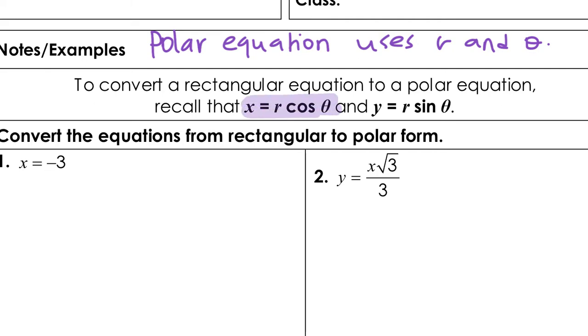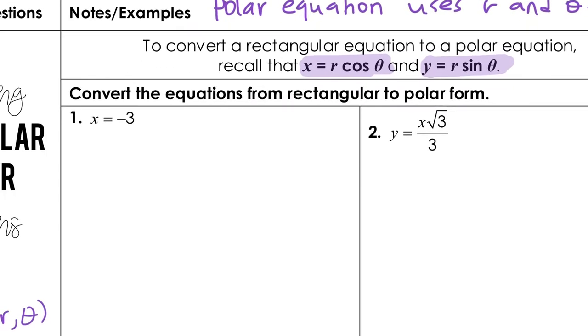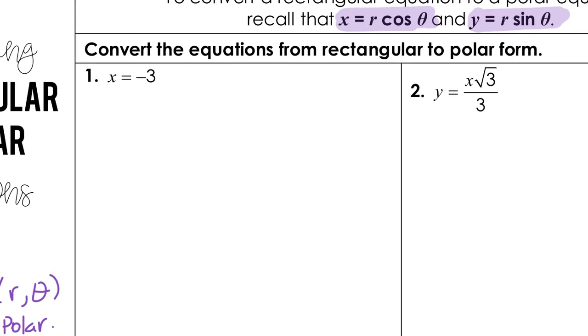x is equal to r cosine theta, and y is equal to r sine theta. So for our first three examples, or I think it might be four, they're giving it to us in rectangular form, the form that we're used to seeing, x and y. We want to change it to polar form. So for example, let's look at this very first one. It kind of starts off simple.